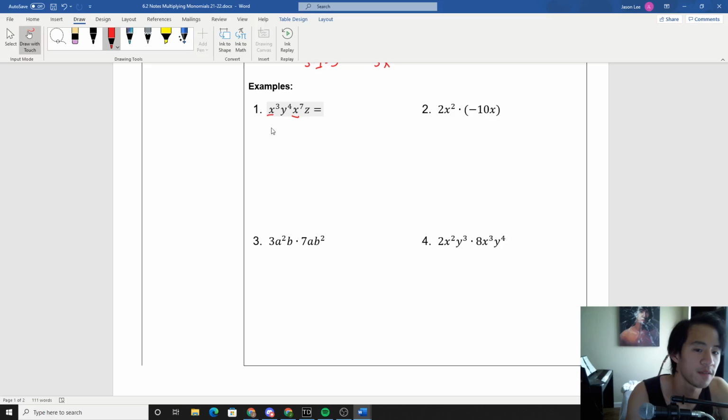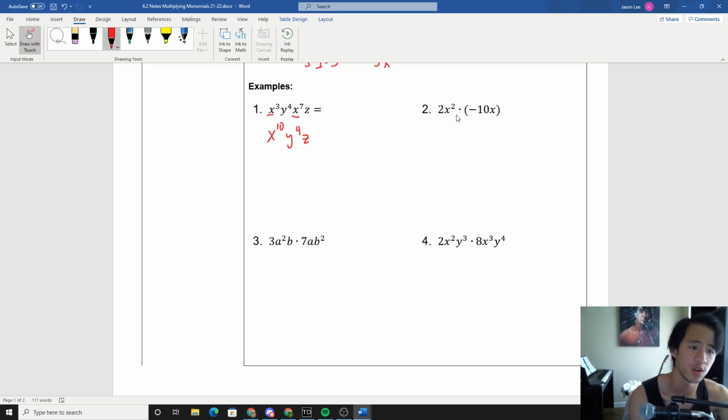So what you can do is add these two exponents together. So you'll have x to the third times x to the 7th. That's going to be x to the 10th. And then y to the 4th and z, they stay the same because they haven't combined.